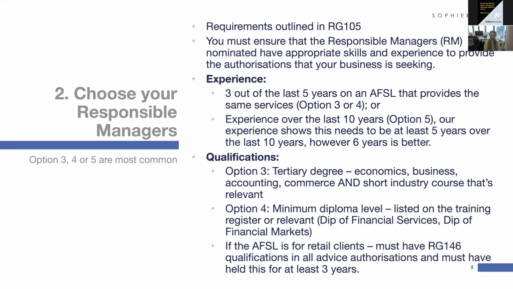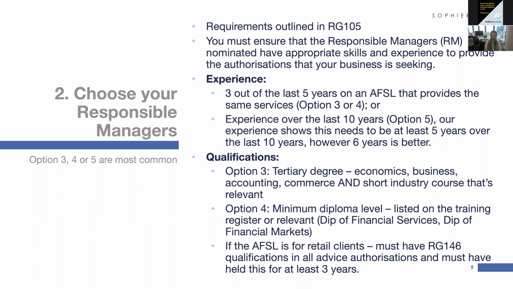Under an option 3, your responsible manager must have a relevant tertiary qualification, so either a Bachelor of Economics, Business or Accounting, as well as a short industry course that's relevant. So there's some further examples outlined in RG 105. Under option 4, your responsible manager must have a qualification that's at a minimum of a diploma level, and this is listed on the ASIC training register, or is in a relevant industry, so a diploma of financial services or financial markets.